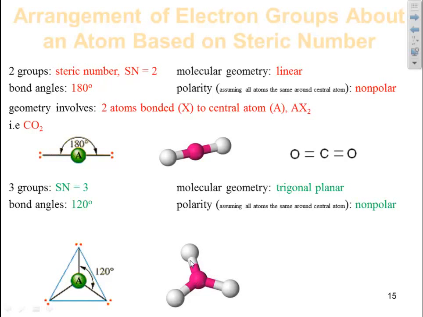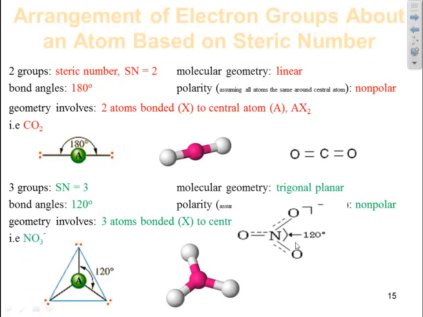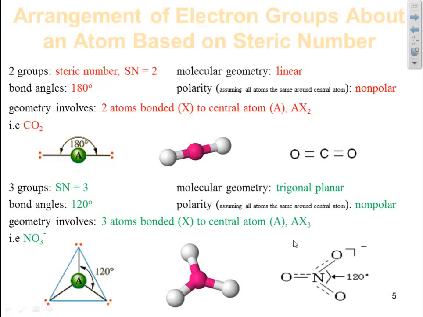Polarity in this case, well, the vectors will all be pointing in different directions, so they would be nonpolar. They will cancel each other out. This involves 3 atoms bonded to a central atom, an AX3 arrangement. Example, the nitrate ion. Basically, you have 3 oxygens around the central atom, all of them about 120 degrees apart.